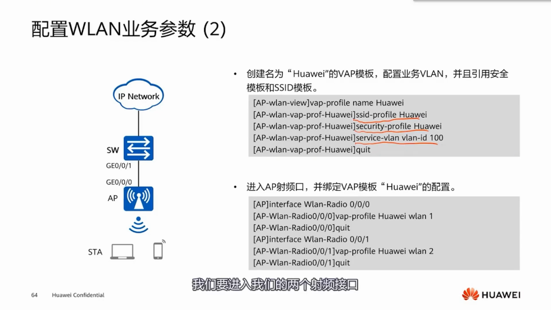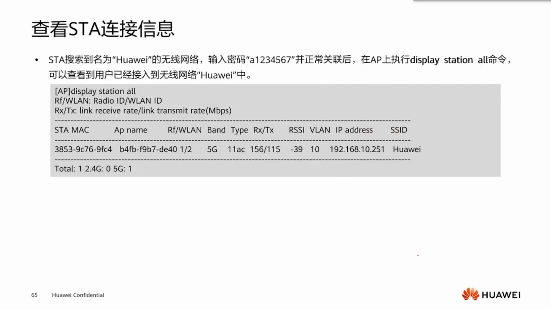After all the above steps are completed, we need to enter our two RF interfaces. After entering, bind the VAP template to them. After all these operations, we can find a wireless network named Huawei. Then enter the password, the one we just set.